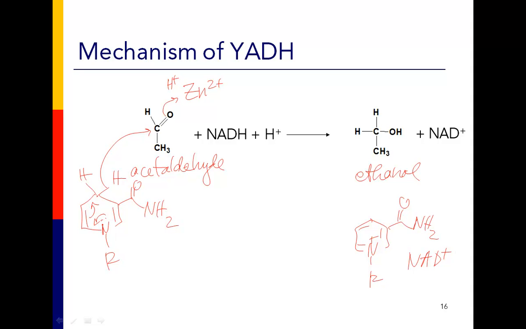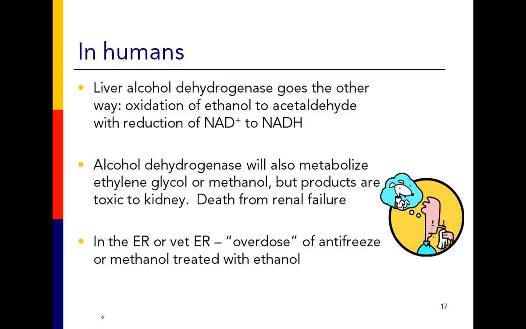Okay? So again, once you've seen one dehydrogenase mechanism, you've seen it all. Hydride transfer using NAD+ and NADH. Okay, and so that makes our ethanol for us.